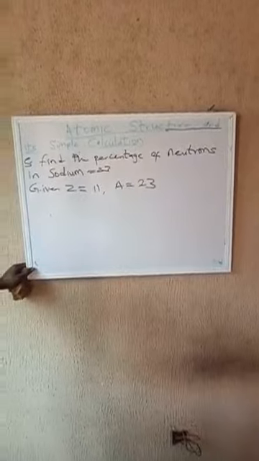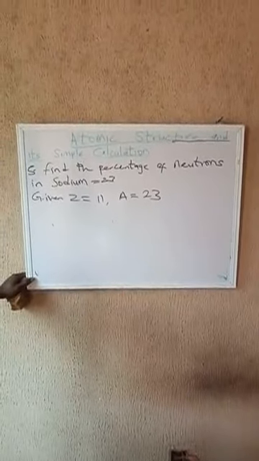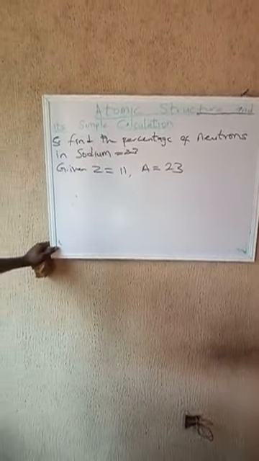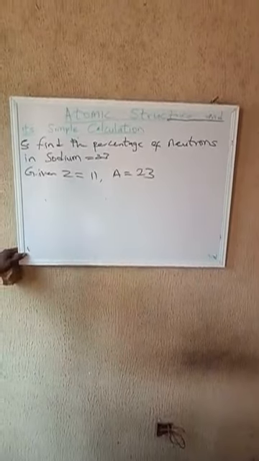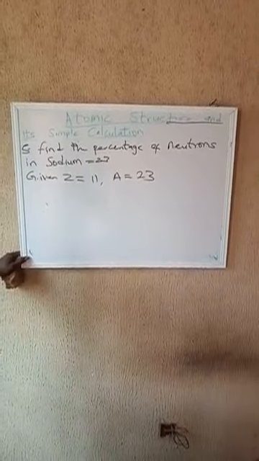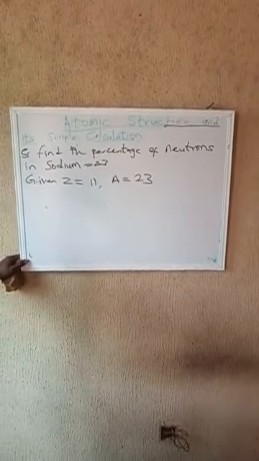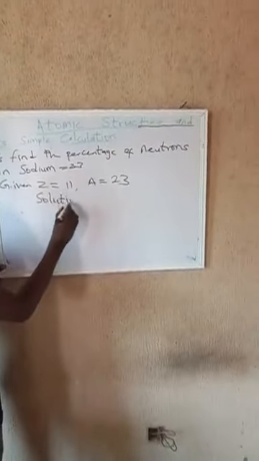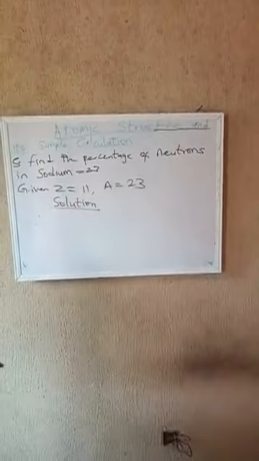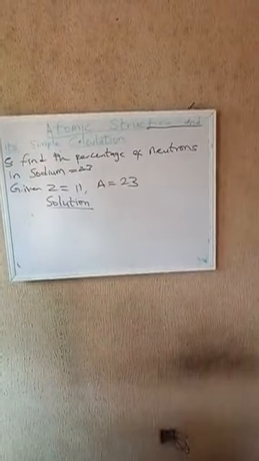We should find the percentage composition of neutron in sodium, whose mass number is 23. The first thing, they ask us to calculate the percentage of neutron, but we don't even know the amount of neutron itself. Let's look for the value of neutron first, before we calculate the percentage of neutron in sodium.